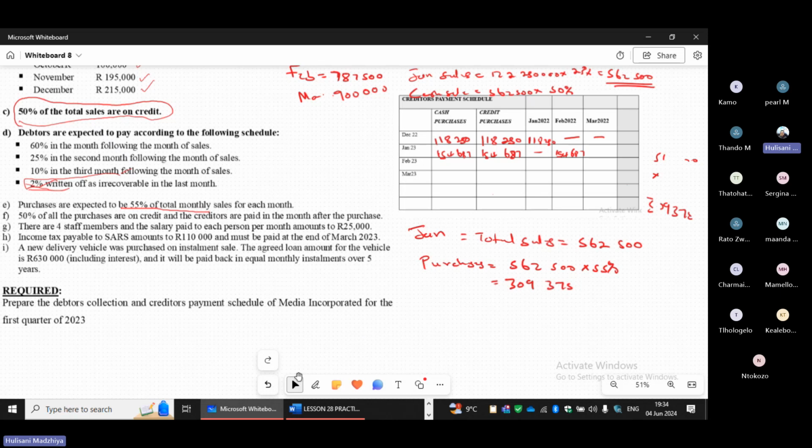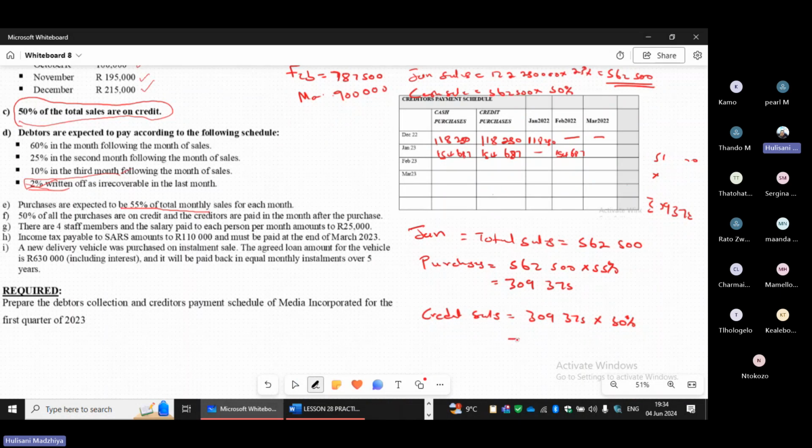So that will give us 309,375 francs. So this is the total purchase for January. So to calculate the credit sales, therefore credit sales will be 309,375 multiplied by 50%, where the 50% is for the credit sales, which is calculated on the total purchase.